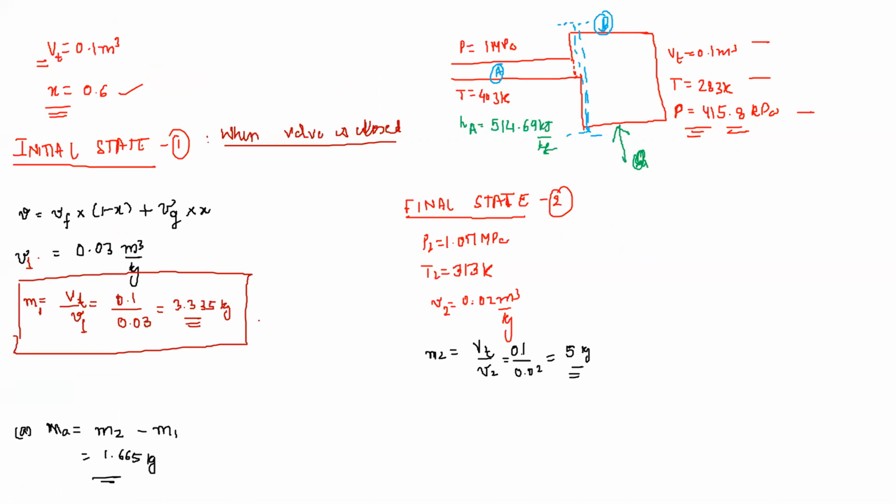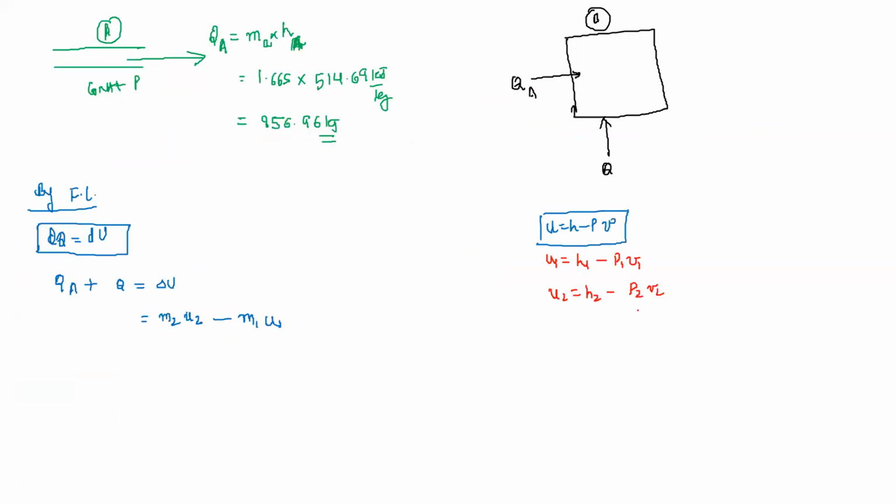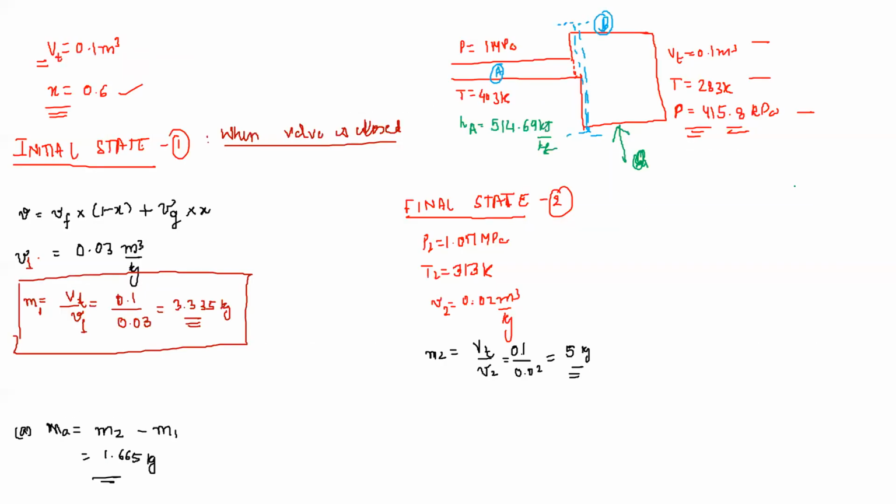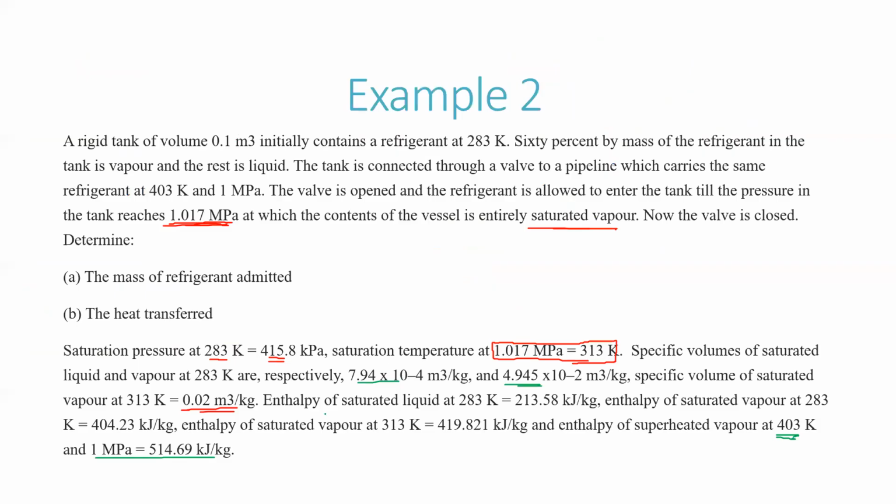We'll also have to calculate H1 because in state 1 we have a mixed vapor and liquid. So to calculate H1, I'm going to use the same formula. H1 is equal to X into Hg plus 1 minus X into Hf. And they have given information about Hf and Hg at 23 Kelvin over here.